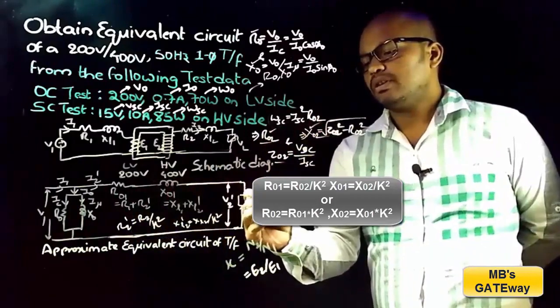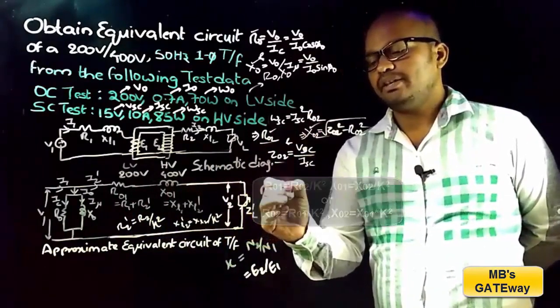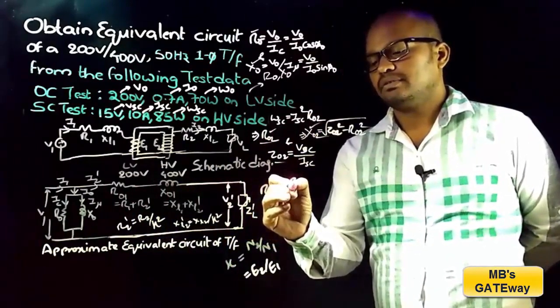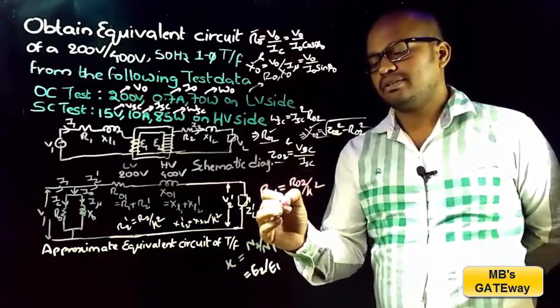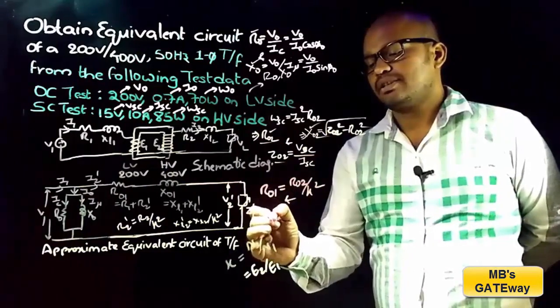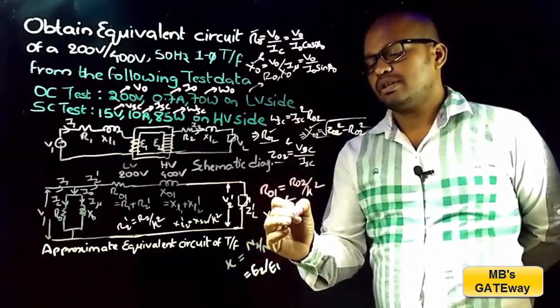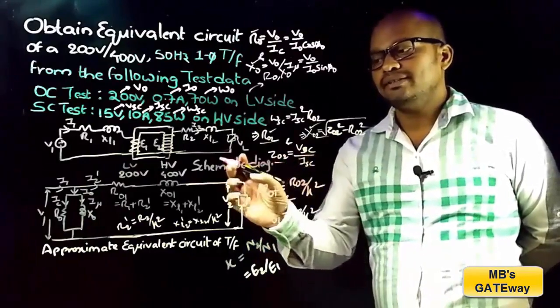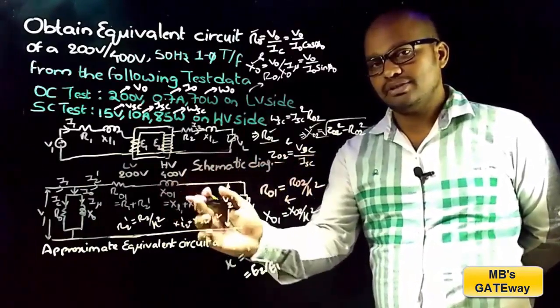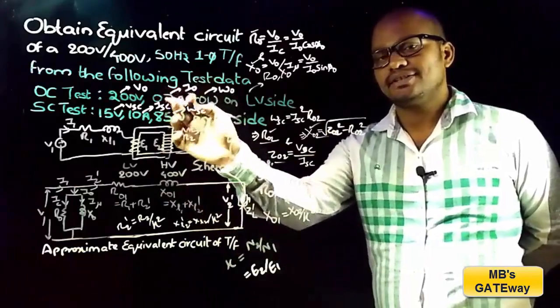And now R01 can be found out by R02 by k square, and similarly X01 is equal to X02 by k square. This is how we must find the electrical equivalent circuit parameters by using the test data.